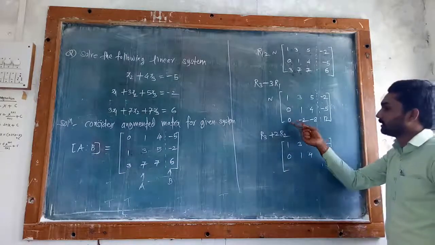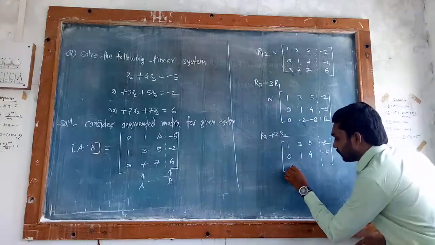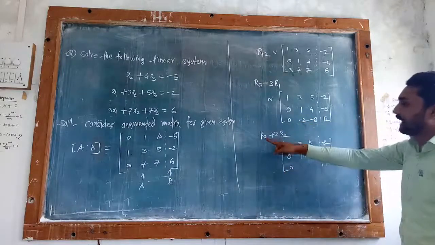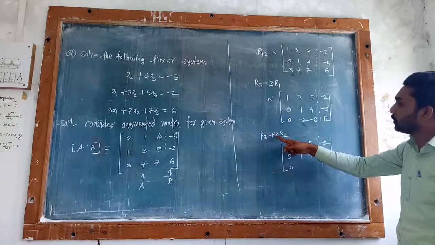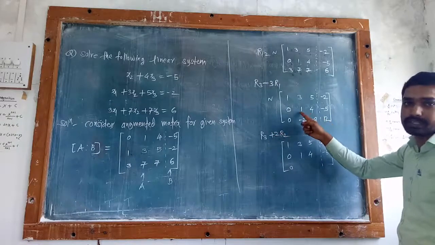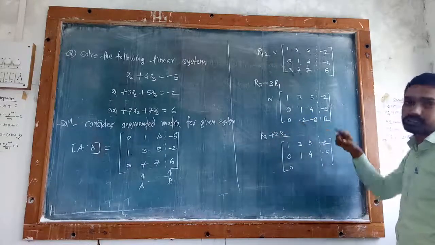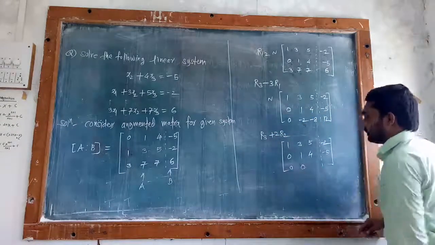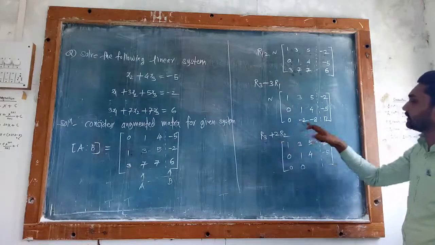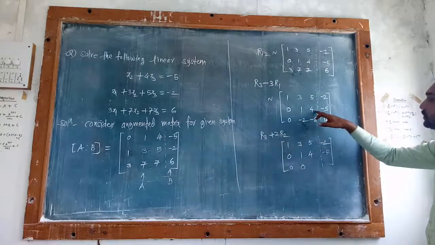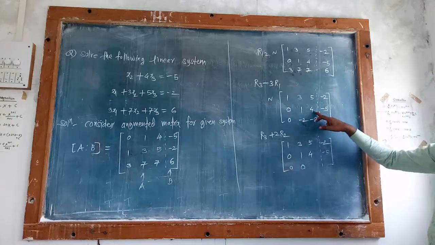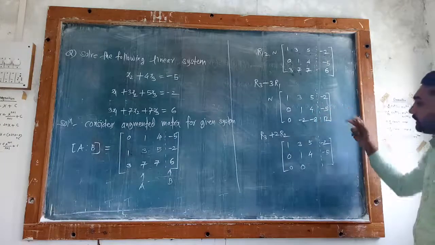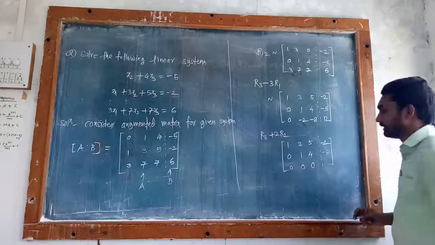So what is your last one? 0 plus 0 is 0, right? Again, R3 is minus 2, plus 2 times R2, which is 1, 2 into 1 is 2, and minus 2 plus 2 is 0. So this entry is 0. Again, R3 is minus 8, plus 2 into 4, which is 8, minus 8 plus 8 is 0. So this entry is 0.